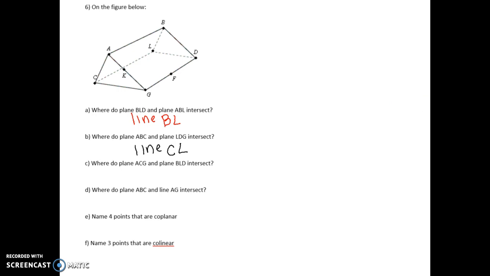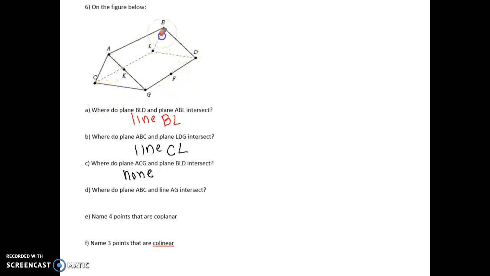C says, where do planes ACG and BLD intersect? The answer here is nowhere, right? Because these 2 aren't touching at all. So we know that they don't intersect. So we would say none. There's no intersections.